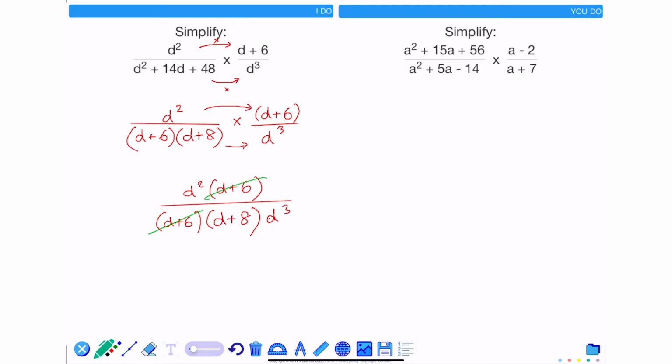If I divide both the numerator and denominator by d squared, I get 1 on the numerator, and d cubed divided by d squared will be d to the power 1. So my final answer is 1 over d lots of (d plus 8).